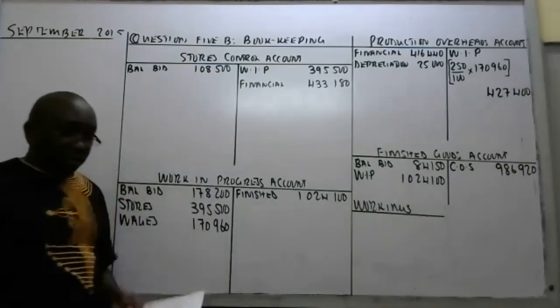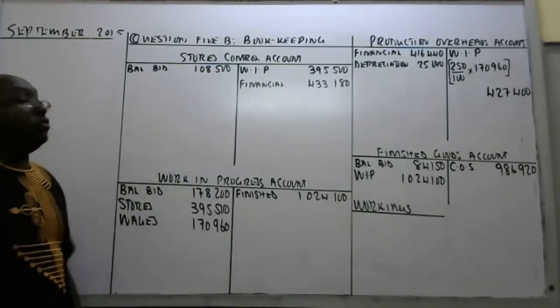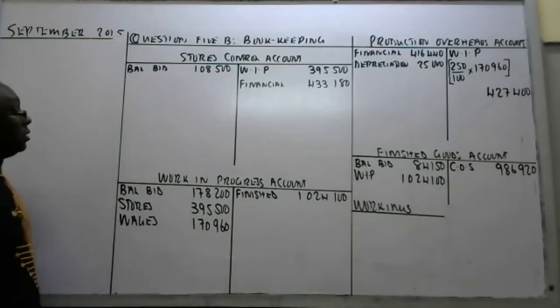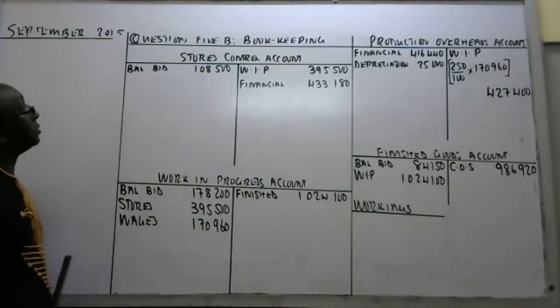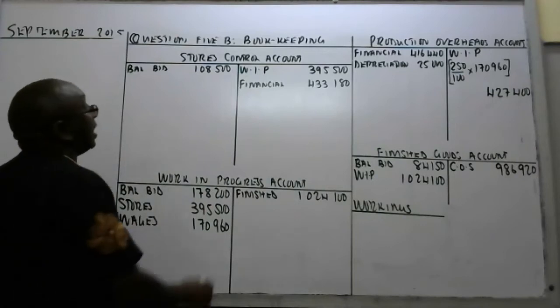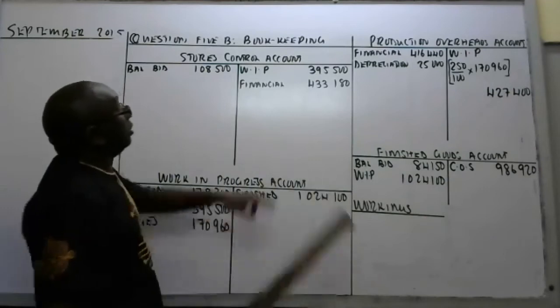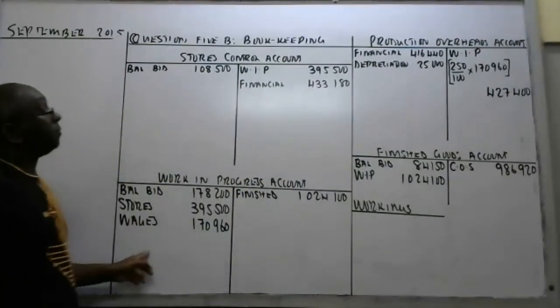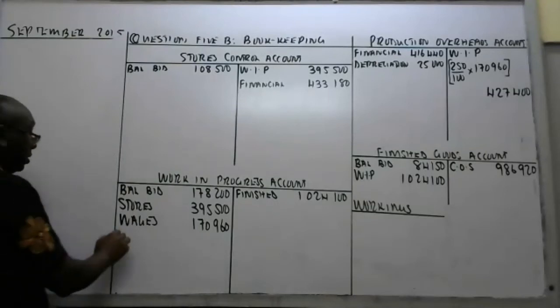427,400. That's all according to the information provided. Now from there you close the account. For the stores, we will just give it the balance carried down, because we are not told what moved from here or what happened with the overheads.